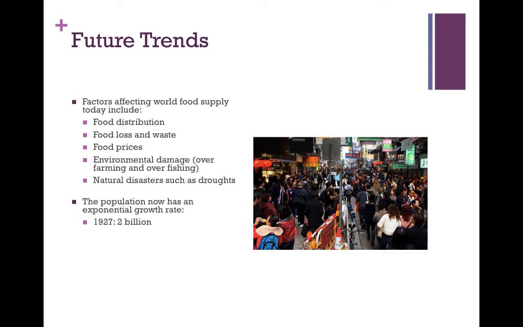In 1927 it was 2 billion, 1960 3 billion, 1974, 4 billion, 1987, 5 billion, and 1999, 6 billion.